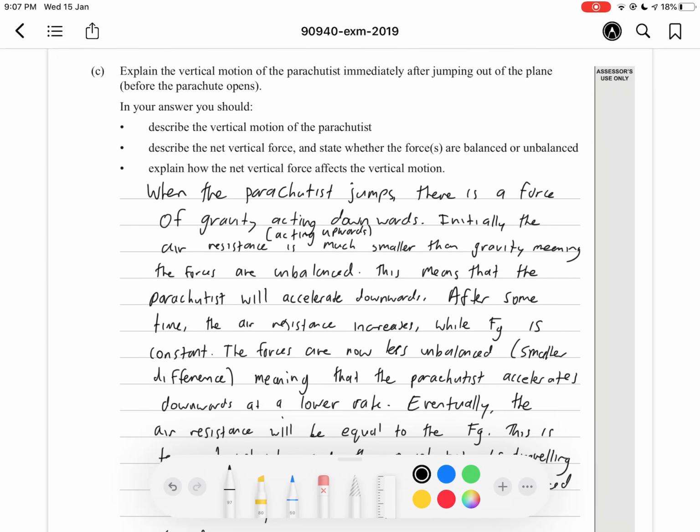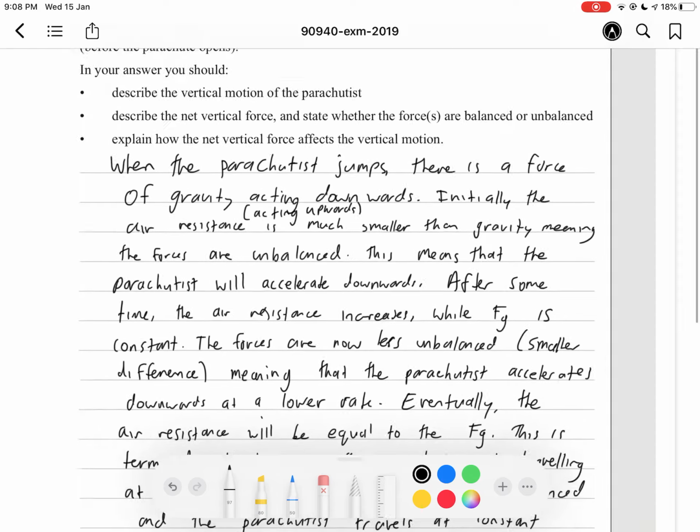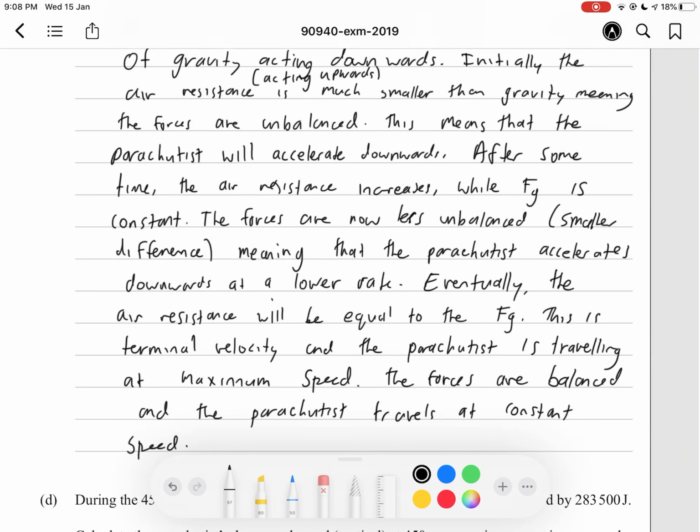Alright, so when the parachutist jumps, there is a force of gravity acting downwards. Initially, the air resistance, which is always acting upwards, is a lot smaller than the force of gravity, and this means that the forces are unbalanced because gravity is much stronger than the air resistance. This means that the parachutist will accelerate downwards. After some time, the air resistance increases, but the force of gravity is always the same because it's a constant. And this means that the forces are now less unbalanced. The forces are still unbalanced, but less unbalanced than before. And this means that the parachutist will still accelerate downwards, but this acceleration rate will be a lot lower than before.